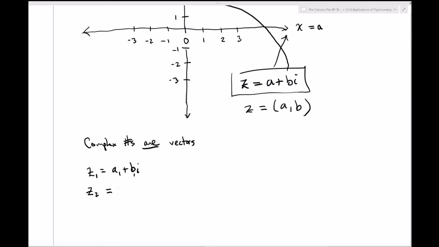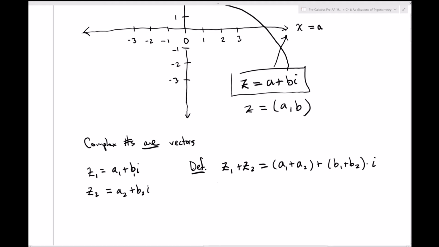z2 is another complex number. We'll say that's a2 plus b2 times i. How do we define it? I'm going to put DEF for definition. z1 plus z2 is equal to, we'll just combine the real number parts, so a1 plus a2, plus we're going to combine the imaginary parts, b1 plus b2, and then times the i. So if we want to add two complex numbers together, you combine like terms, the reals together and the imaginaries together. So there's our definition for vector addition.